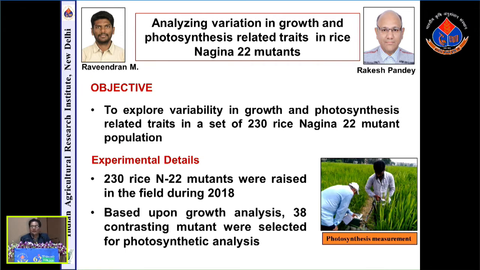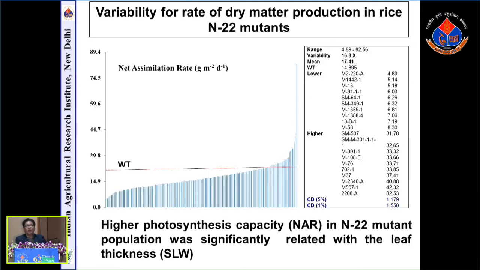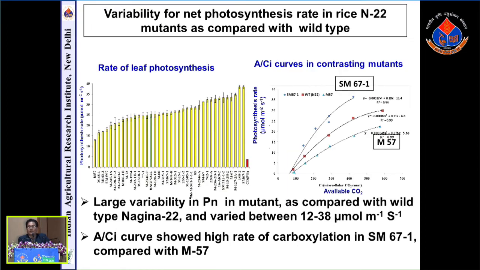They have taken the complete population in the field conditions, and based on their growth response, 38 contrasting mutants were selected for the photosynthetic analysis. This is the data on the variability for dry matter production, and it was found that there was a large variability, and the higher photosynthetic capacity in terms of the NAR in the N22 mutant population was significantly related with the leaf thickness. This is the data on the rate of photosynthesis in 38 genotypes.